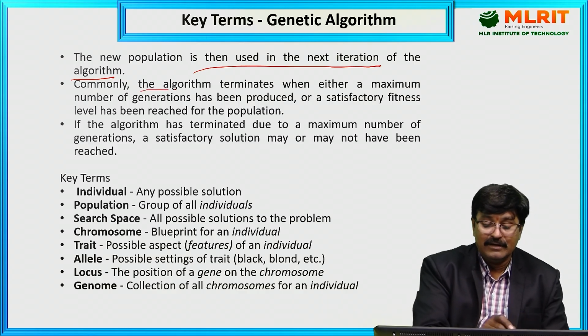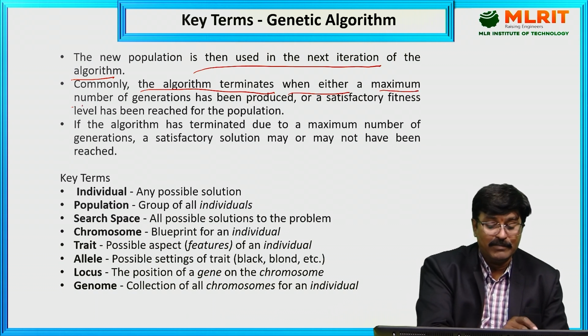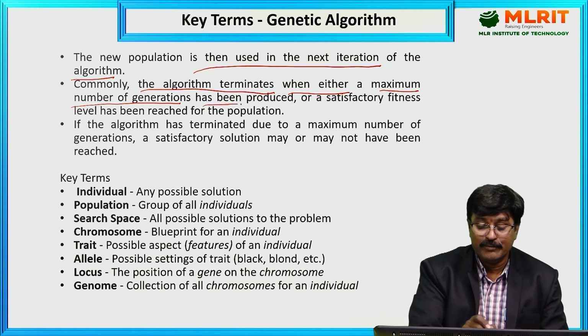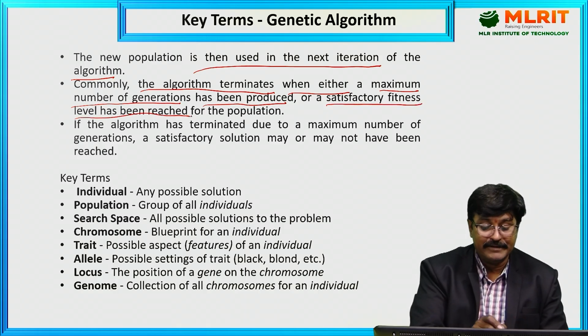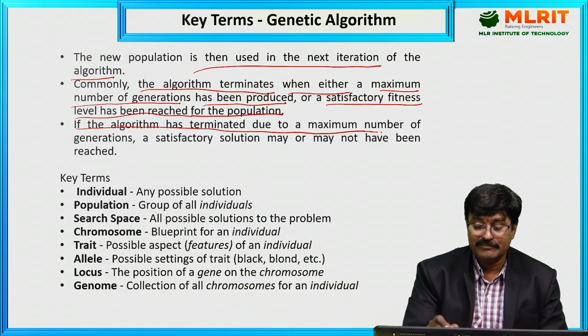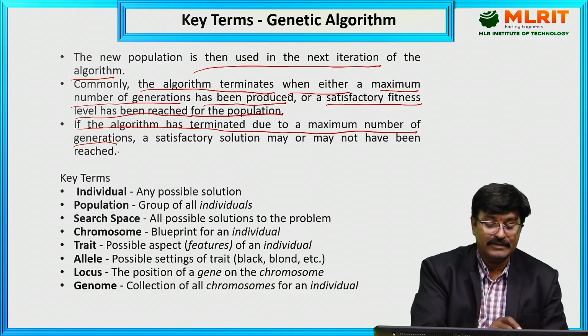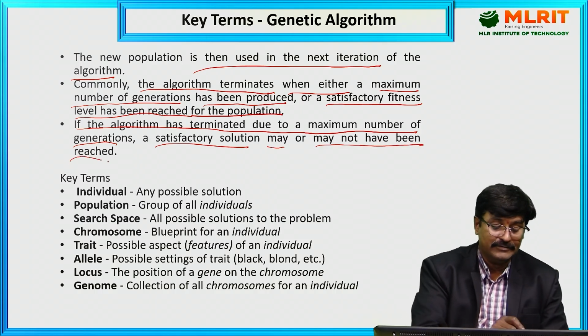Commonly, the algorithm terminates when either a maximum number of generations has been produced or a satisfactory fitness level has been reached for the population. Then it is terminated. If the algorithm has terminated due to a maximum number of generations, a satisfactory solution may or may not have been reached.